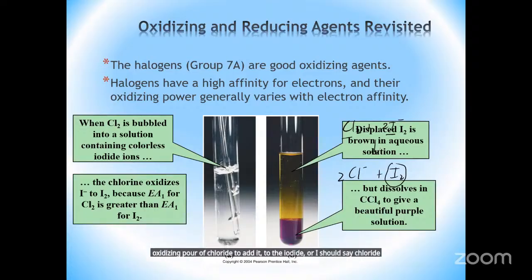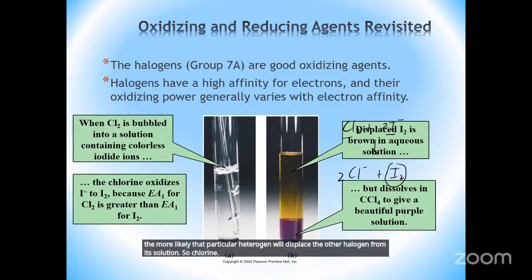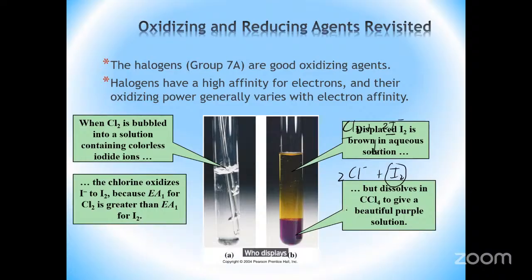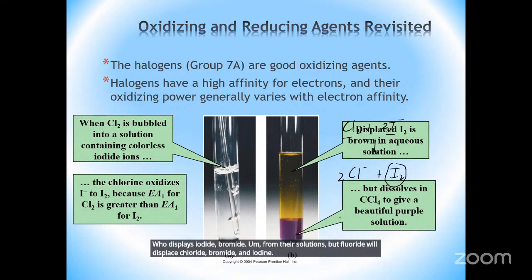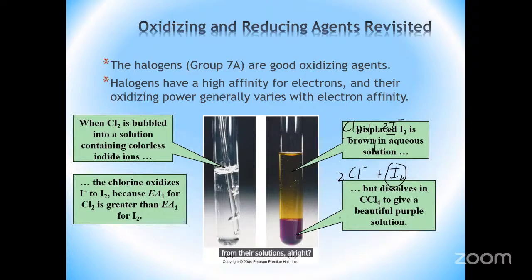All right. So basically, what we can say is that the greater the oxidizing power, the more likely that particular halogen will displace the other halogen from its solution. So chlorine will displace iodide and bromide from their solutions, but fluorine will displace chloride, bromide, and iodide from their solutions. All right. Okay, and that's all we're going to say about that.